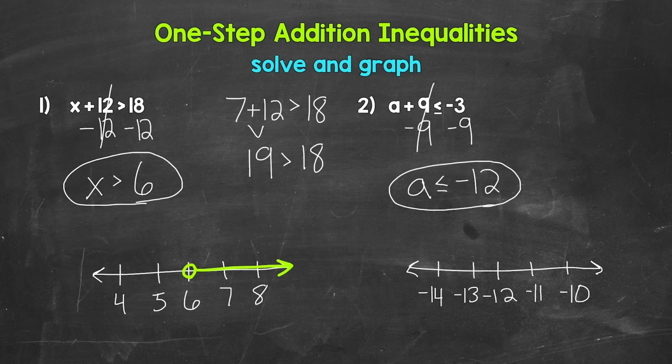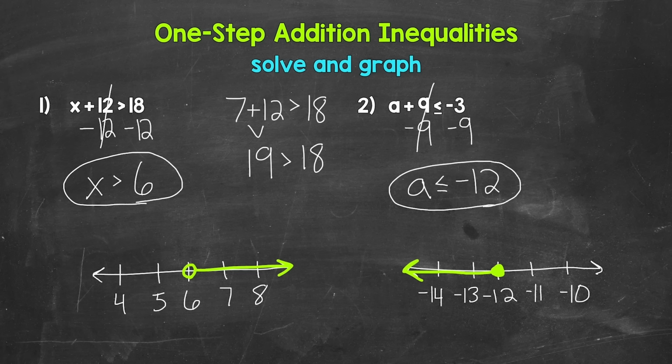Now, a is less than or equal to negative 12. Negative 12 is a solution. It needs to be included. It makes the inequality true. So let's fill a circle at negative 12 to start. Now we need all of the values less than negative 12. So an arrow going left. And now that inequality is graphed, our solutions are graphed. A can be equal to negative 12 or anything less than negative 12.